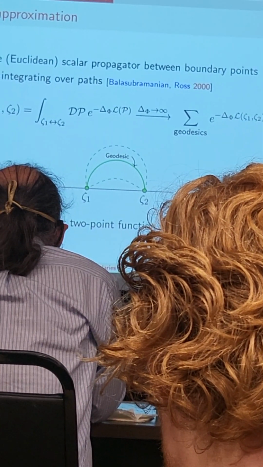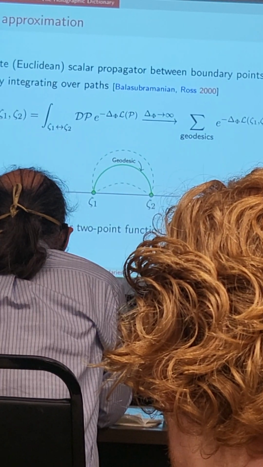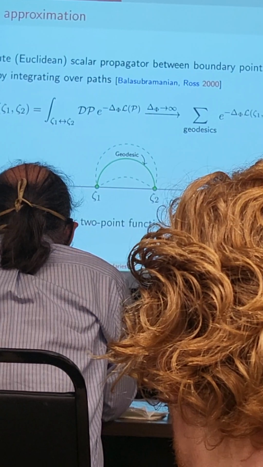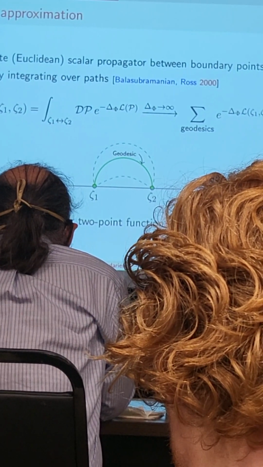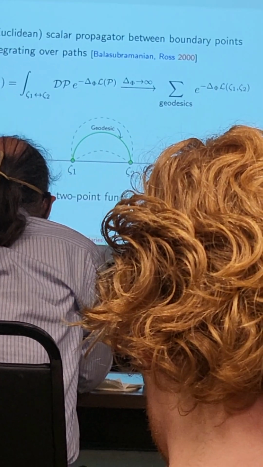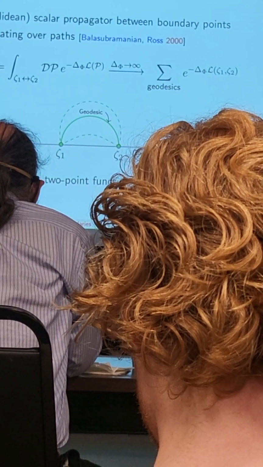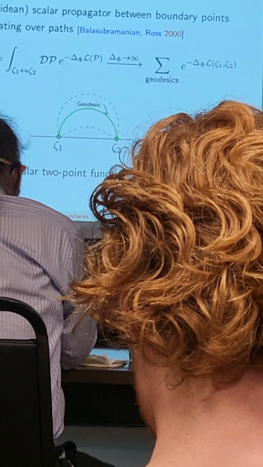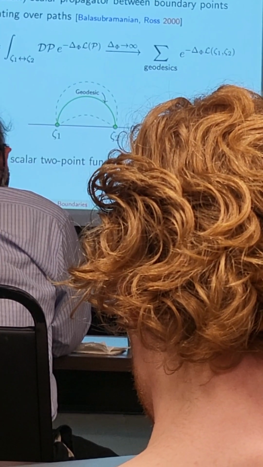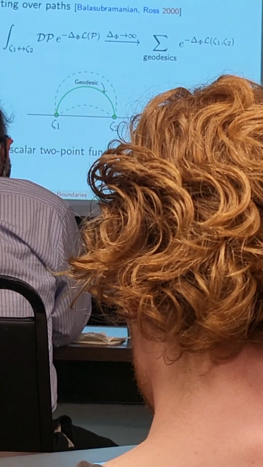Now, evaluating that sort of integral is hard, but there's a trick we can do to approximate it in some regime. We can take the limit as delta phi goes to infinity, in which case this thing is just approximated by its saddle points of the length functional, which are geodesics. And so instead of integrating over paths, you just sum over geodesics in that regime.